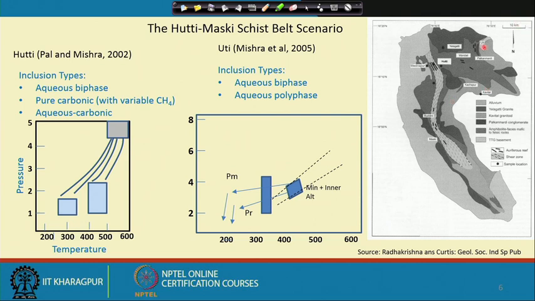As against that, in this situation of Hatti, we see that there is an occurrence of carbonic; the fluid has an appreciable carbonic component. In the Uti deposit, which is in the northern part of the Hatti-Maski schist belt in close proximity with the younger granitic rock, the fluid inclusions were sampled from the quartz in this deposit. There was no carbon dioxide bearing inclusion observed.